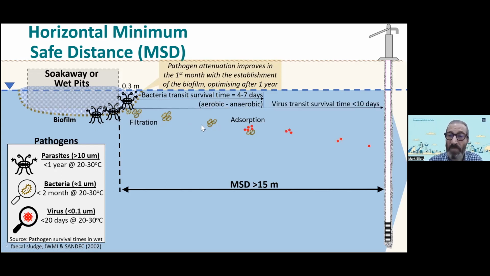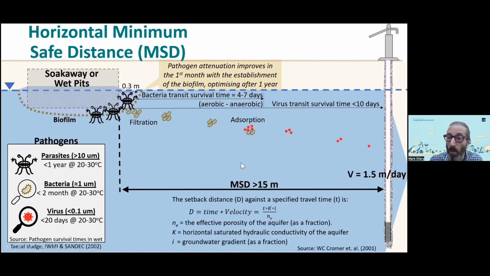And so we would expect in most cases to be looking at bacteria survival transit times of around 4 days. And therefore we can assume that the minimum safe distance of 15 meters, knowing that the velocity for the setting for this was about 1.5 meters per day, is based on a transit survival time of about 10 days. And so we can reasonably safely assume that our virus transit survival time within the Pacific is going to be 10 days at a maximum and probably considerably less.